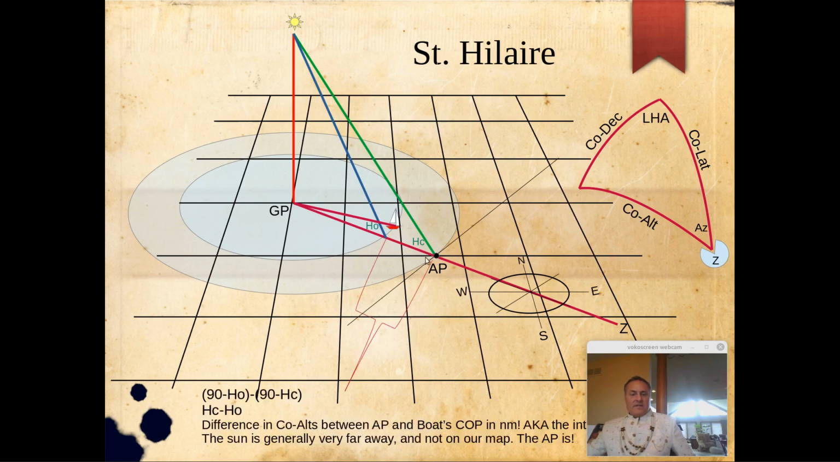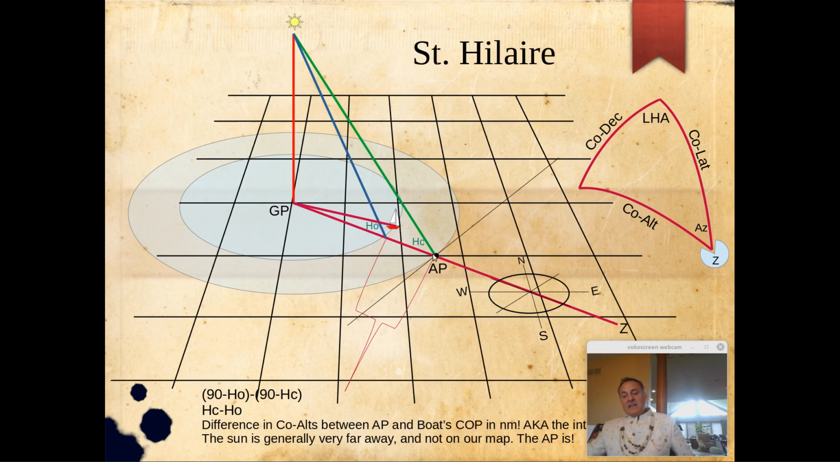This difference between the assumed position and the actual circle that the boat lies on is nothing more than the difference between the measured co-altitude and the calculated co-altitude. The measured co-altitude comes from our original sextant sight at the boat. Okay? It's 90 minus the altitude. That's our nautical miles separation between the boat and the geographic position.